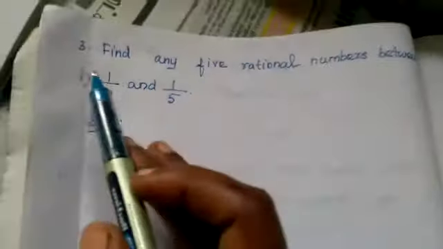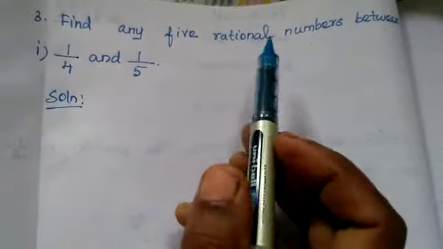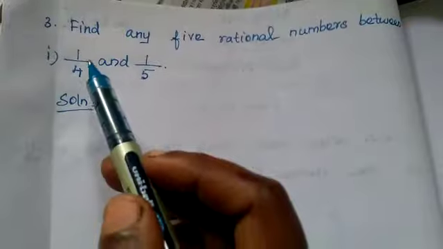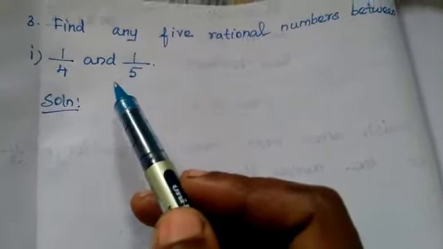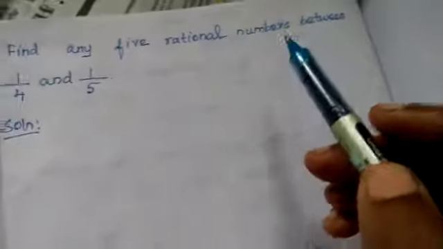Now we are going to do the third sum. Find any 5 rational numbers between 1 by 4 and 1 by 5. In the previous sum, the denominators were the same, so we could easily write the numbers. Here we use the formula method.